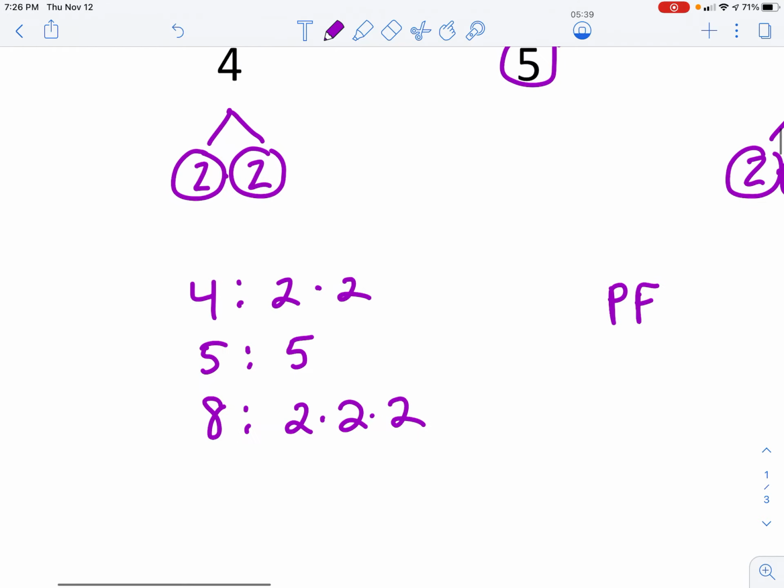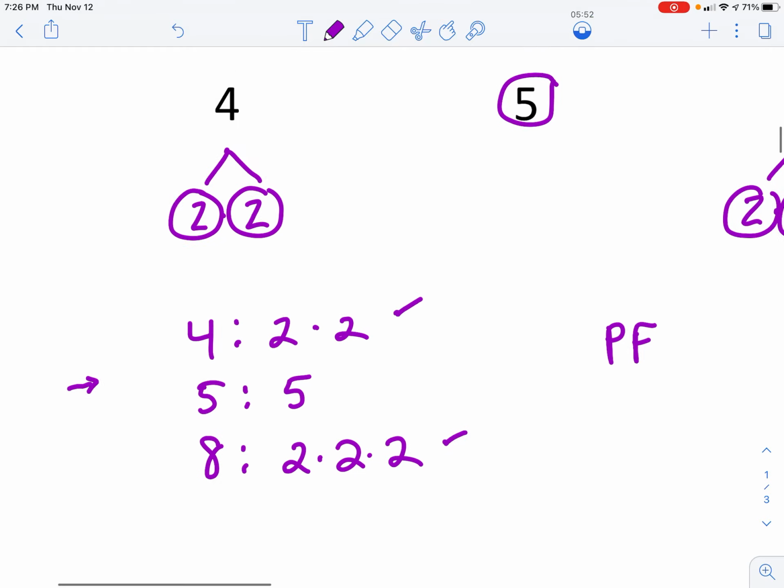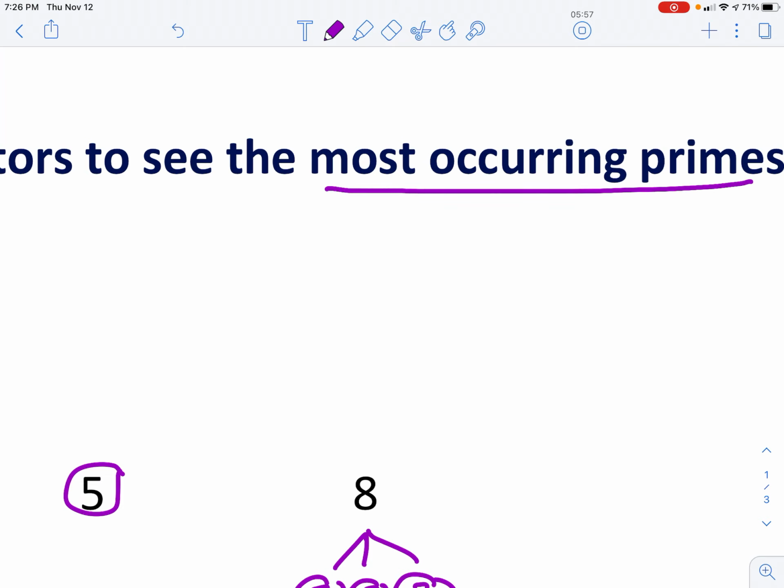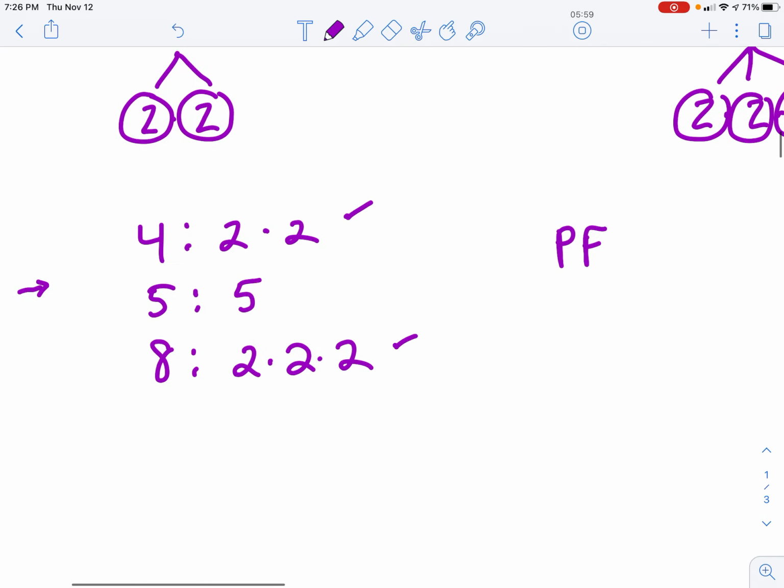Let's focus in here. I'm looking right over here at this set of numbers, 4, 5, and 8. Well, I noticed that 4 has 2 2's in it, but I also noticed that 8 has 3 2's. And since I'm looking for the most occurring primes, I'm going to select the number that has the most 2's. So 8 has 3 2's and 4 only has 2 2's. So I'm going to circle the 2's with the 8. That's the most occurring prime number 2.